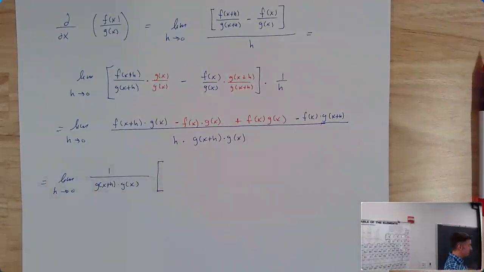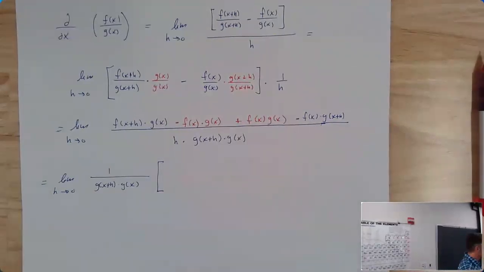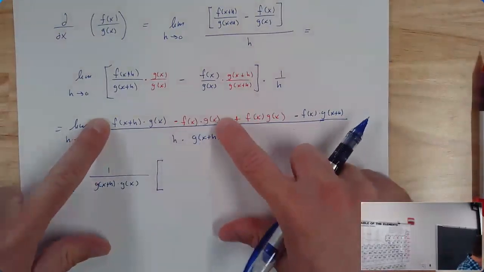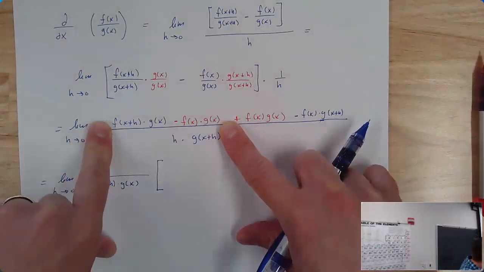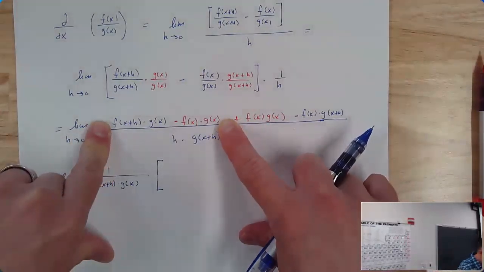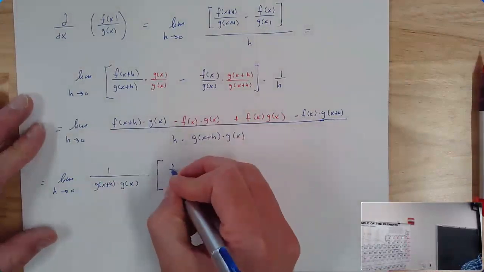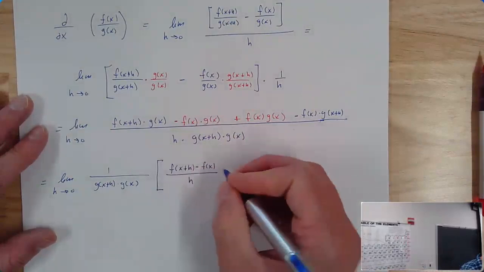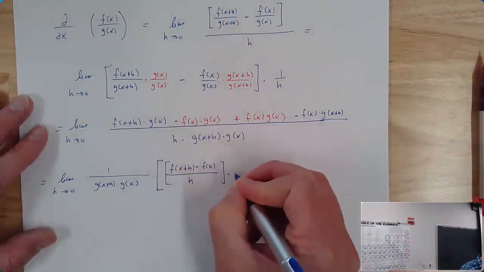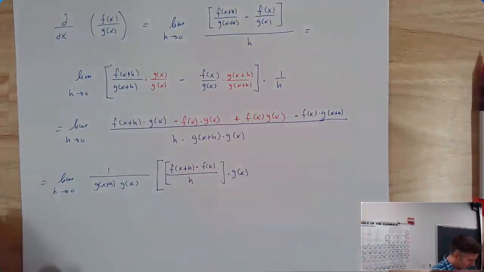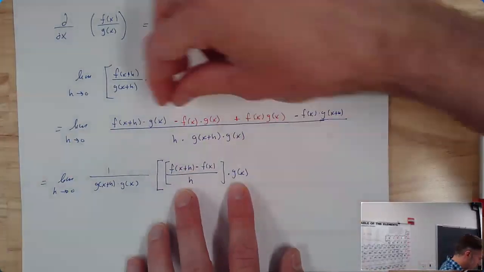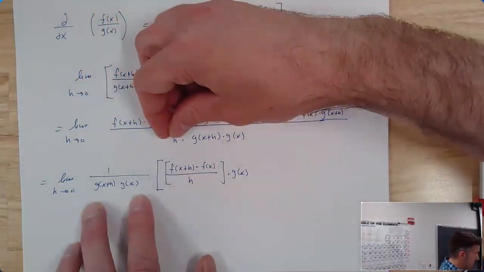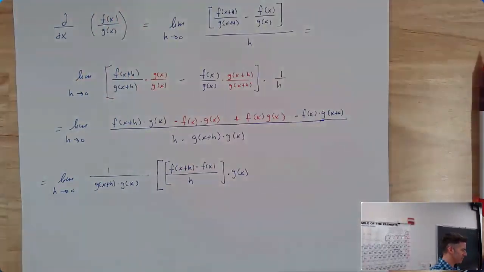Sure, totally. So then I'm going to think of these first two pieces together. From these two pieces I can factor out a g of x. So I'm going to write these first two pieces as f of x plus h minus f of x all over h, times the g of x. And I want to point out that this is the same as f of x plus h times g of x minus f of x times g of x, all over h times g of x plus h times g of x. Just doing a lot of simplifying at once here.